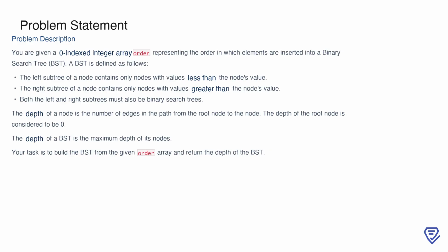Once the tree is constructed, we calculate the depth of the BST, which is defined as the maximum number of edges along the path from the root node to any other node in the tree. For our purposes, the root node starts at depth 0. The goal is to compute and return the depth of the BST after inserting all elements from the order array.